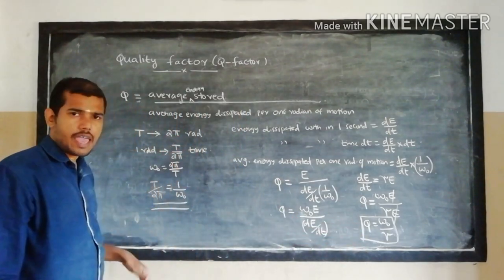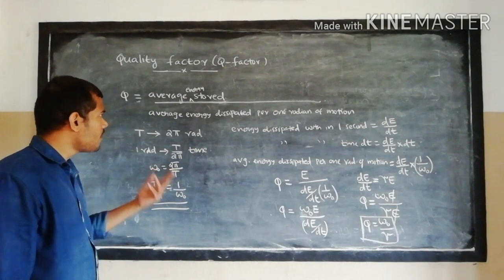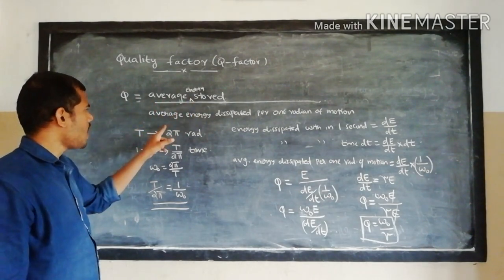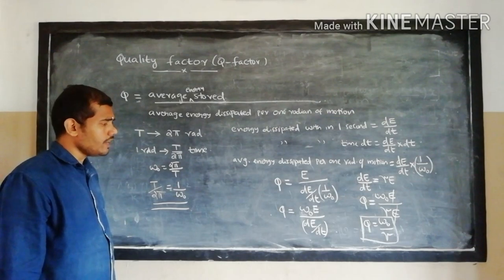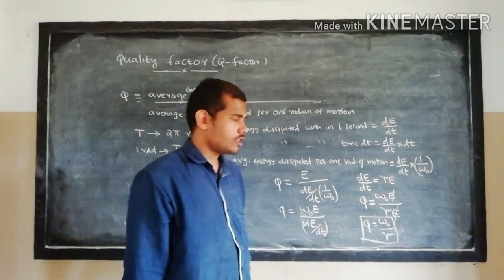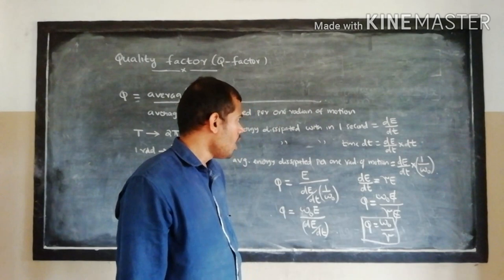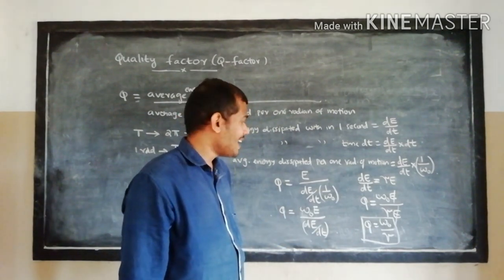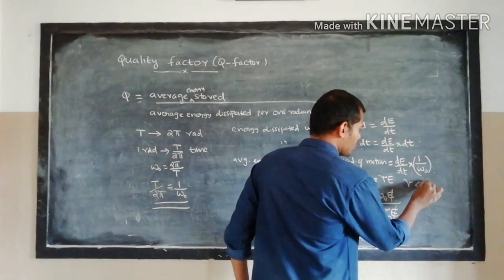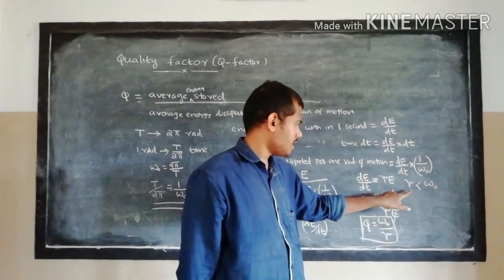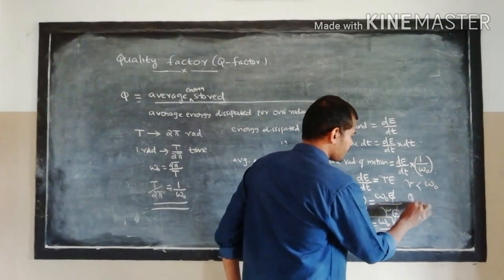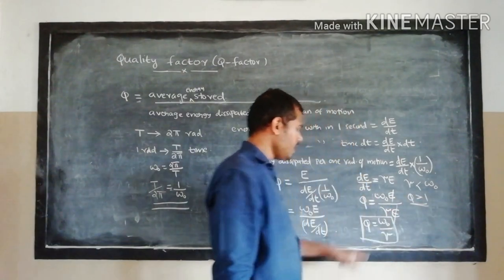Therefore, the quality factor, the dimensionless parameter which characterizes the degree of damping in a damped harmonic oscillator, being the ratio of average energy stored to the average energy dissipated per 1 radian of motion, has the expression Q is equal to omega 0 by gamma, the ratio of natural frequency to the damping constant. Now, consider the lightly damped case, gamma less than omega 0. Damping is less, therefore the damping constant is less than the natural frequency, and Q must be greater than 1.